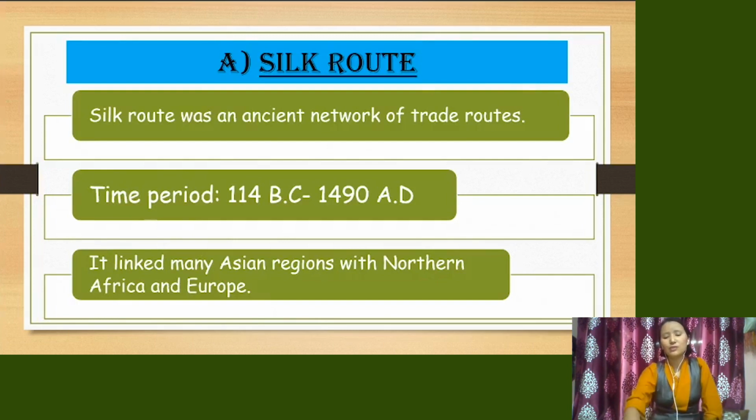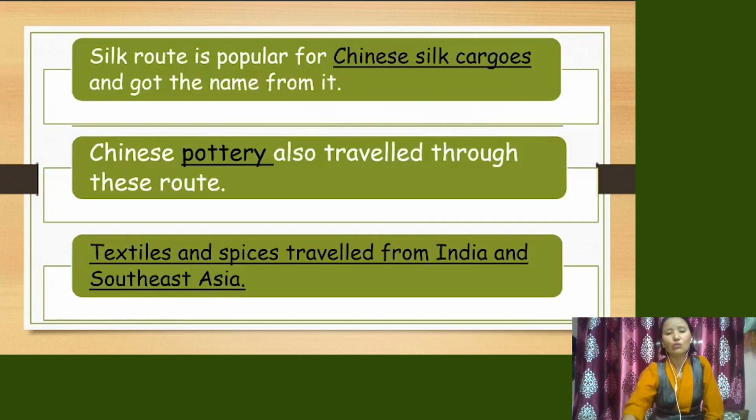Many of you must be wondering how this route got its name, Silk Route. That is because when this route was first introduced, the first good that was transported was Chinese silk. So because of that, the route is called Silk Route. Not only that, this route is very popular for the transportation of a large amount of Chinese silk. So because of that, it is also called Silk Route.